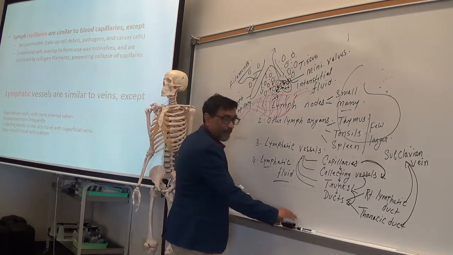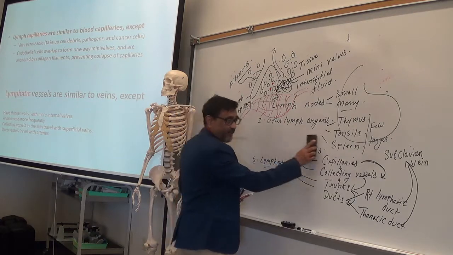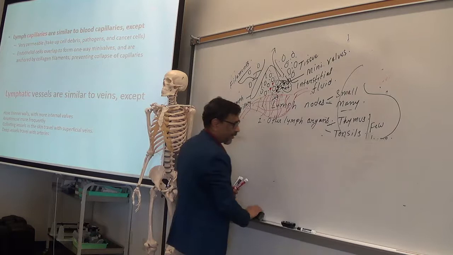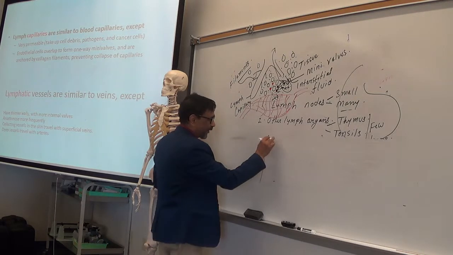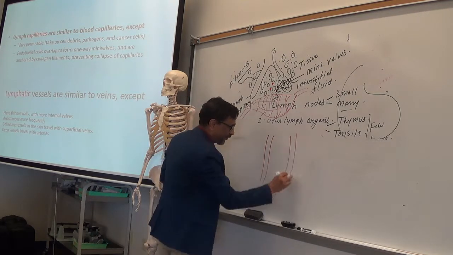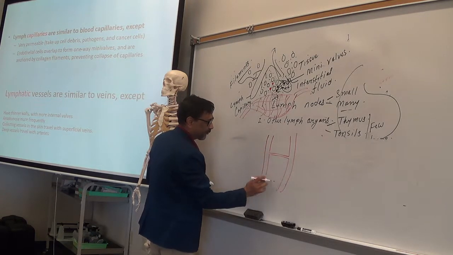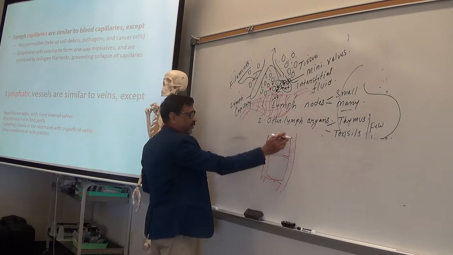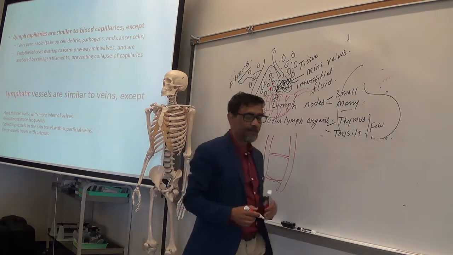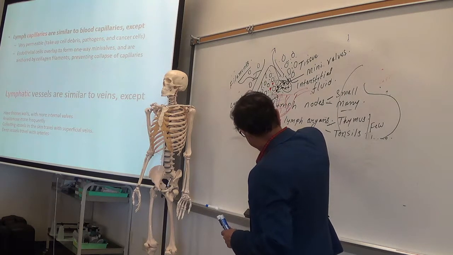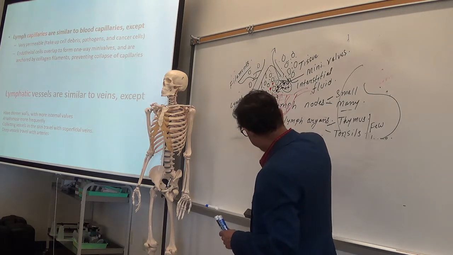We are not talking about lymphatic capillaries. Lymphatic capillaries don't anastomose, but lymphatic vessels anastomose. So if this is one lymphatic vessel, this is another lymphatic vessel, often they are connected. In case of vein, you don't see that. In case of lymphatic vessels, you have many valves, more than the veins.